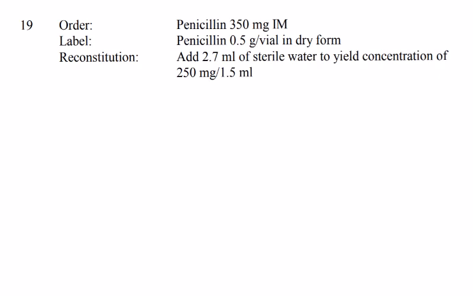So here we have an order, what the patient will need: 350 milligrams intramuscularly. And we have the label of the drug saying in each vial we have 0.5 grams of the medication in dry form, and the reconstitution instructions say add 2.7 mils of water to yield a concentration of 250 milligrams per 1.5 mil.